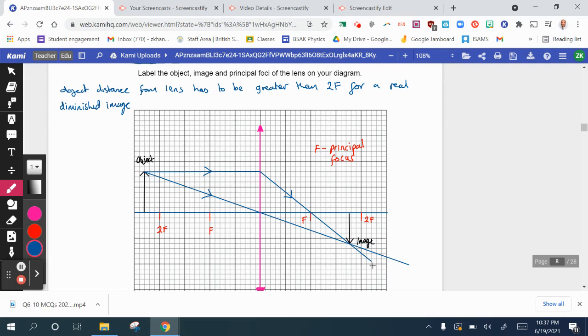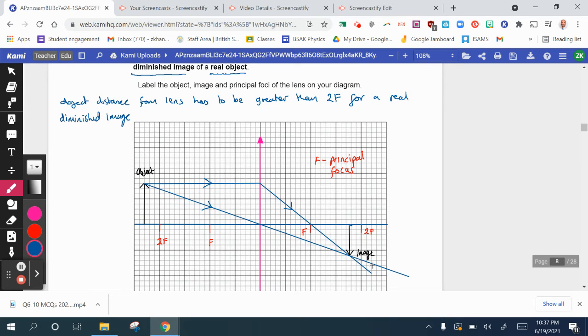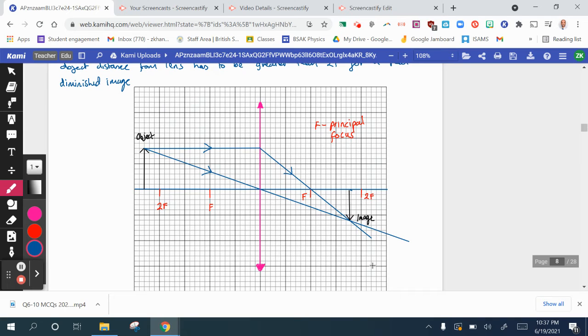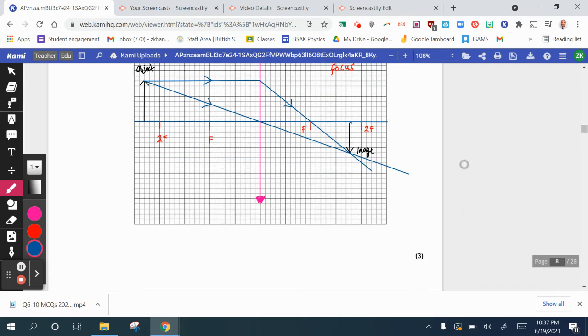We draw an arrow from the principal axis down to where these two rays cross, and that's where our image is. We can clearly see that the size of this image is smaller than the size of the object. Hence, we have satisfied the question: a diminished image from a real object. And when we draw a converging lens, the arrows point outwards, so make sure we draw everything correctly here.